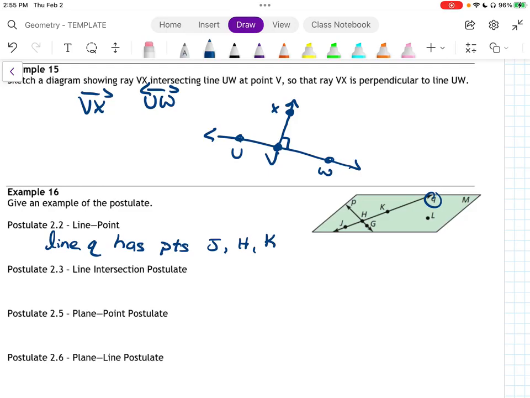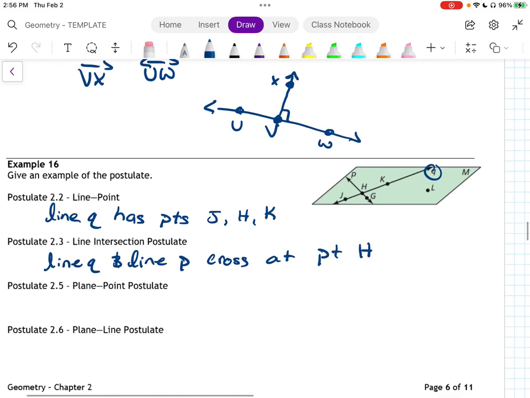Line intersection postulate. Well, line intersection means that they intersect at a point. So we'll say line Q and line P cross, or you could say intersect, but cross is shorter to write, cross at point H. There we go.